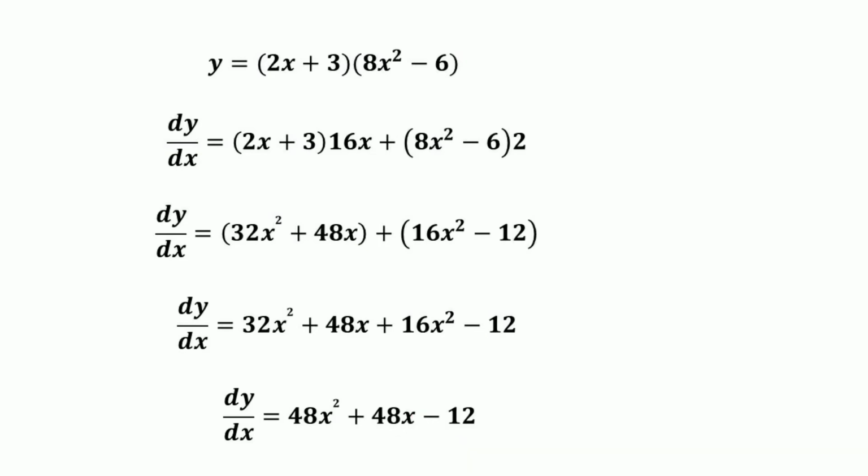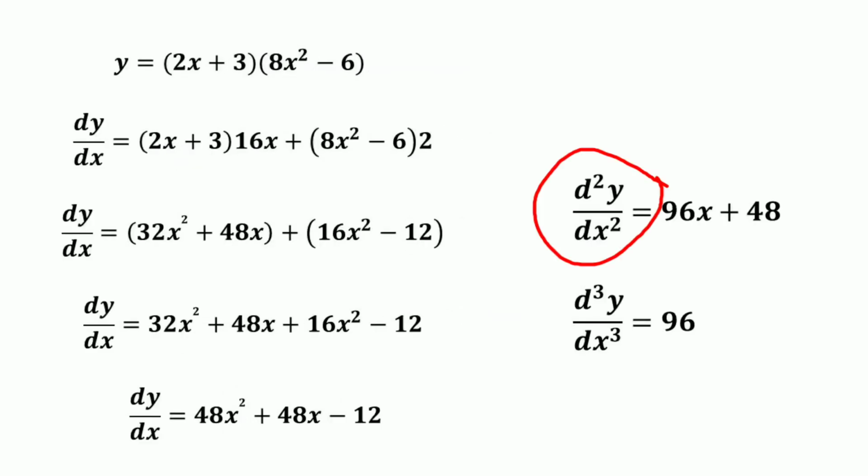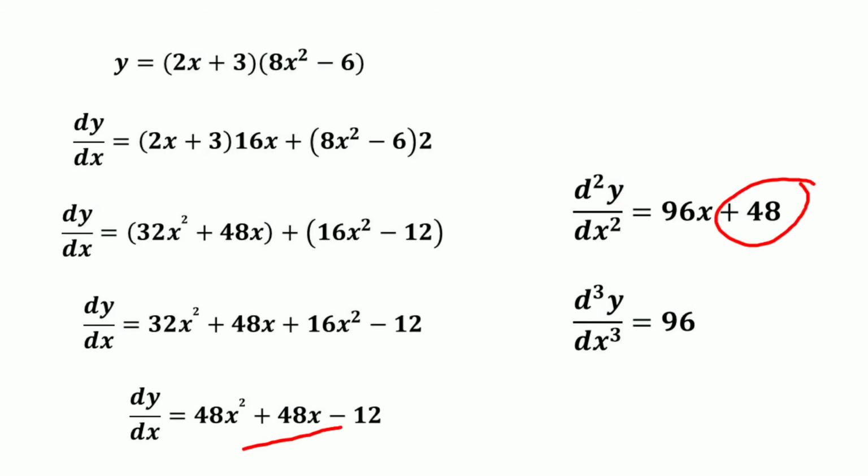Then if you want to find the higher order derivative of this given function, how will we do it? The second derivative of the given function, that is d square y by dx square, is equal to the derivative of 48x square which will become 96x, plus the derivative of 48x which is equal to 48, minus the derivative of 12, and 12 is a constant, so here it will become 0. So the second derivative of the given function is 96x plus 48.